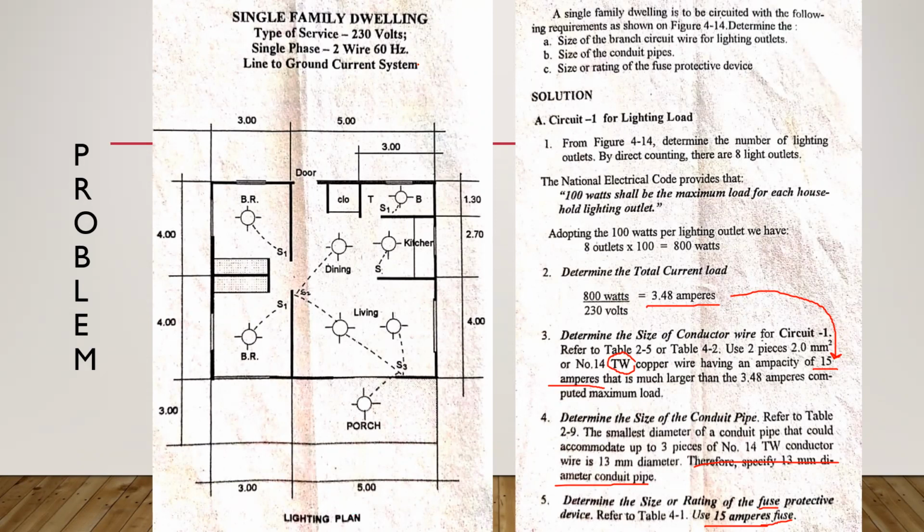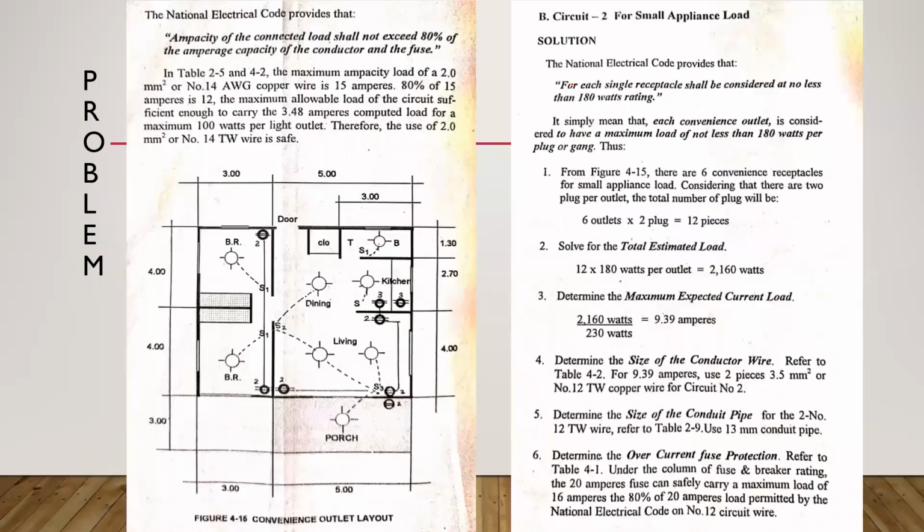Next is para sa ating convenience outlet plan. So here, ito ang ating sample para sa ating convenience outlet layout plan. So babasahin muna natin yung comment from NEC or yung code from NEC. The ampacity of a connected load shall not exceed 80% of the amperage capacity of the conductor and the fuse.